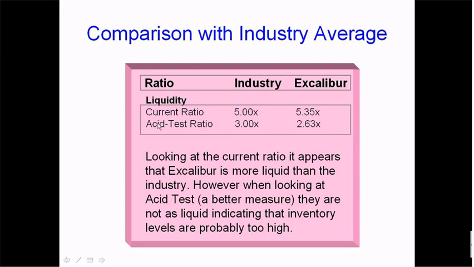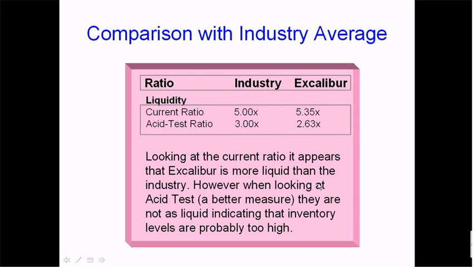Okay, and if we look at acid test ratio, the quick ratio, now this time you find that Excalibur has only 2.63 times, but the industry average is 3 times. So in terms of quick ratio, industry is performing better compared to Excalibur. So looking at the current ratio, it appears that Excalibur is more liquid than the industry because it has got 5.35 times current ratio compared to 5 times. It's stronger ability compared to the industry.